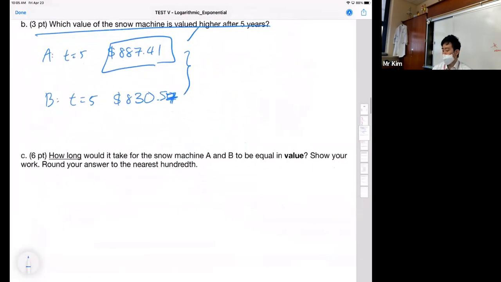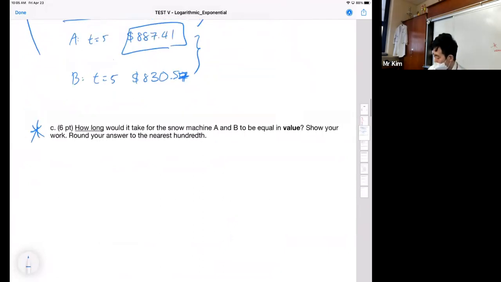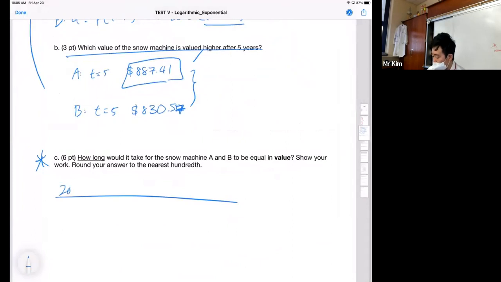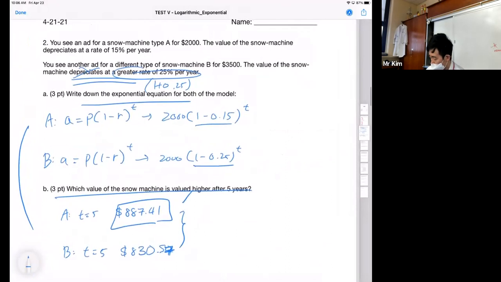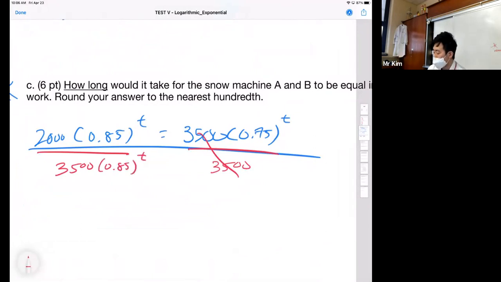How long would it take for the snow machines to be equal in value? A lot of students who did parts A and B just forgot how to do part C. If you studied the study guide, or had the study guide right next to you, I've seen a lot of students set them equal to each other. So 2000 times 0.85 to the T is equal to 3,500 times 0.75 raised to the power of T. And then you just stop? You don't stop there. You've got to solve for T. You divide by 3,500 as you would normally, so you can take care of the coefficients first. But what you must also do is move the T terms to one side of the equation, so that T is all on the right-hand side or the left-hand side, your choice.